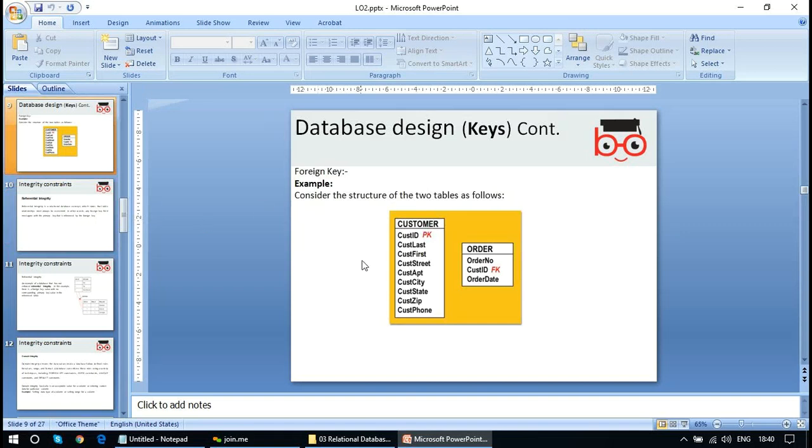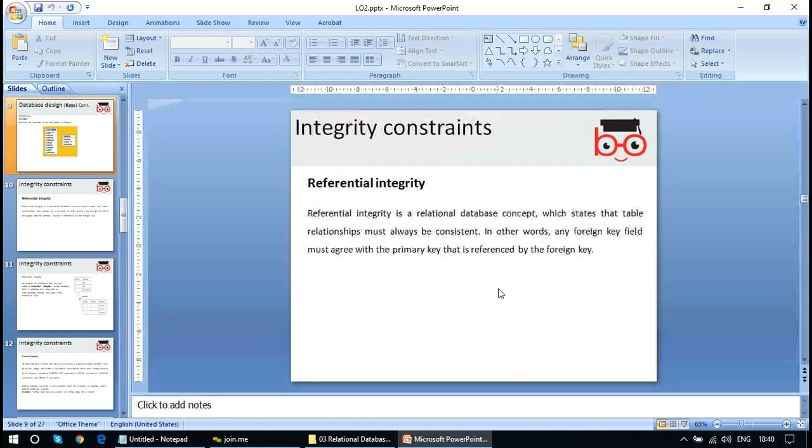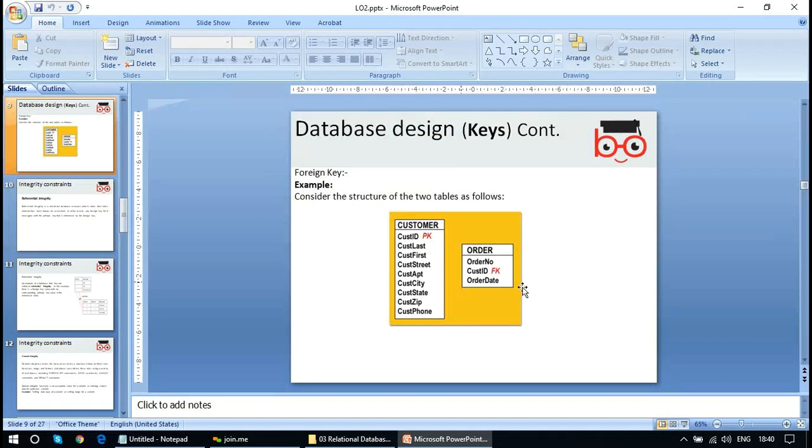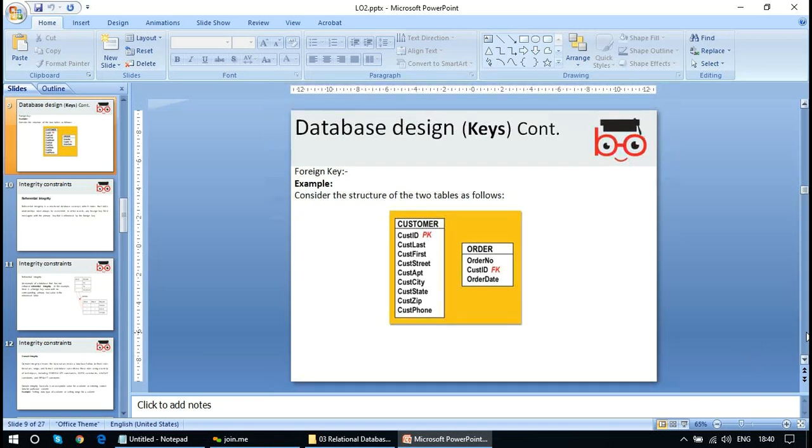So for example, like we discussed, the order table could include the customer details as well, in addition to the order details. However, by creating a primary key and foreign key between the customer and the order, associating those keys using referential integrity, you save lots of space and redundancy. You reduce the redundancy of the data.